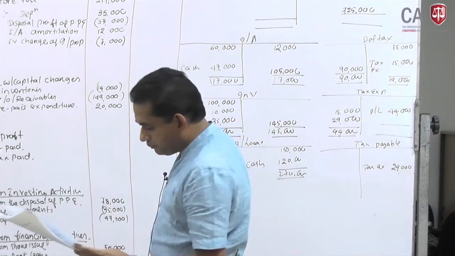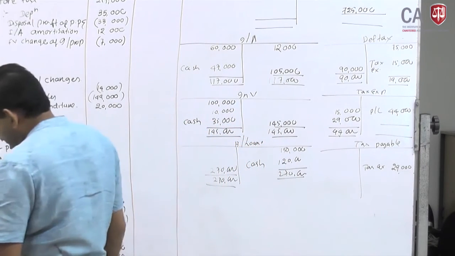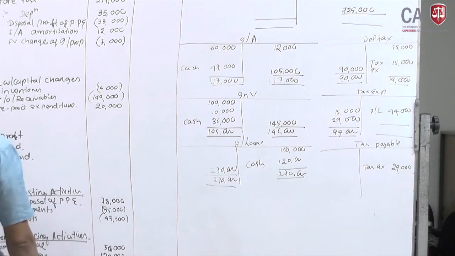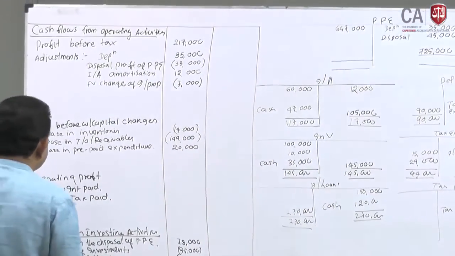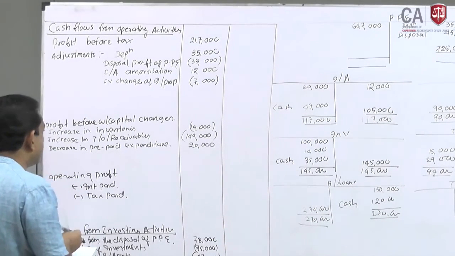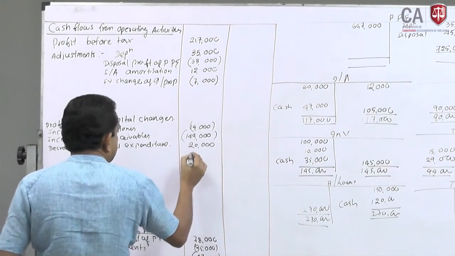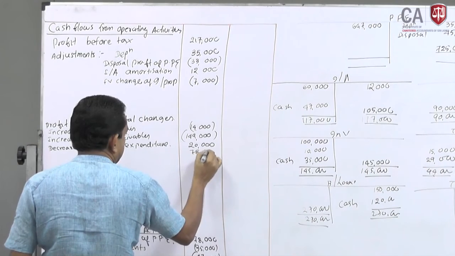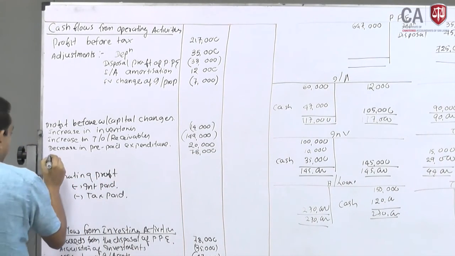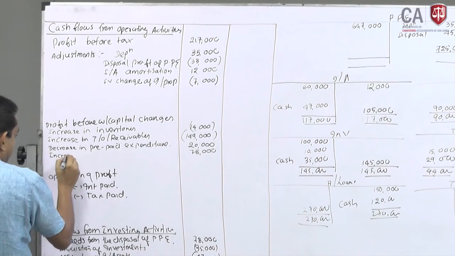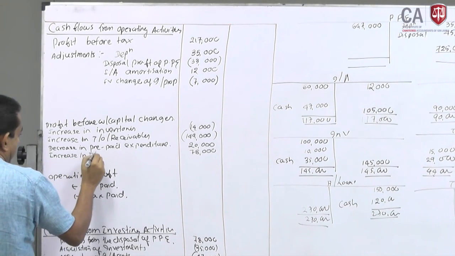Then trade payables, opening balance 105, closing 183. So the difference, an increase in trade payables, should be 78,000. That again is landing under working capital changes. 78,000. Increase in trade payables.